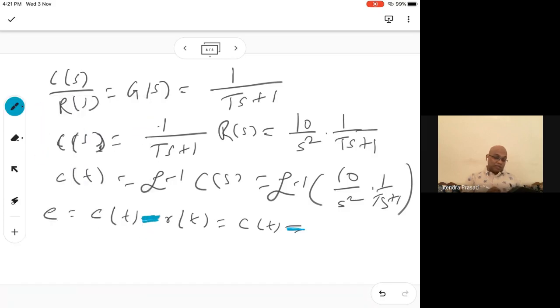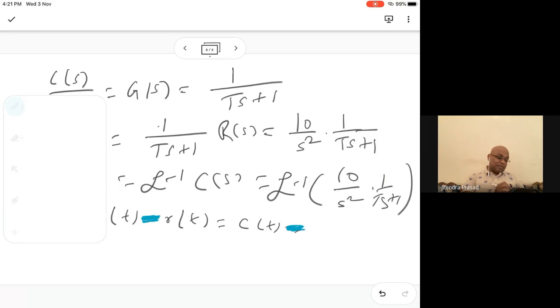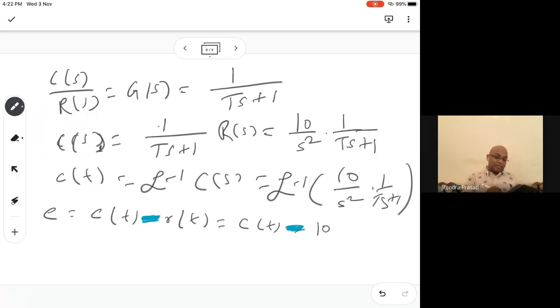So this is c(t), the value you will get here, and r(t), you know, is a ramp. This is 10 times t basically, and this will give you the error. You can also find the steady state error, and e_ss in this case is equal to the limit as t tends to infinity of c(t) minus r(t).